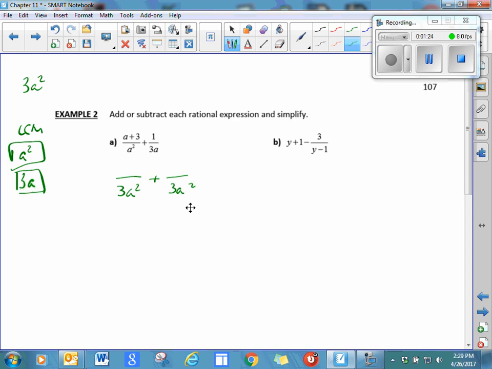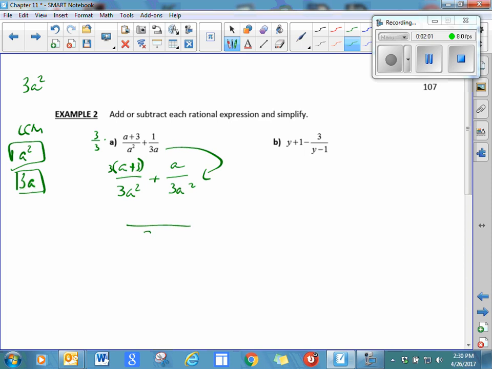So this is what our shell looks like. We ask ourselves, okay, in this denominator, in a squared, what do I have to multiply it by to get to 3a squared? And of course, that's just a 3. So if I multiply a squared by 3, I have to multiply the numerator by 3 also to make that clever form of 1. In the next fraction, 3a, to get to 3a squared, I have to multiply by a. So I also have to multiply the numerator by a. And that's what I have.